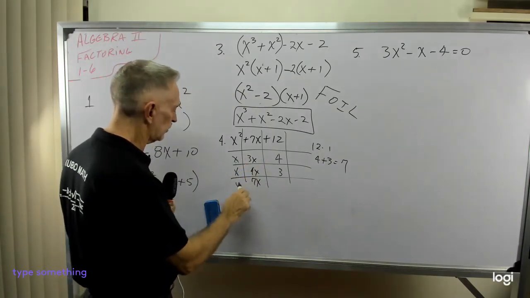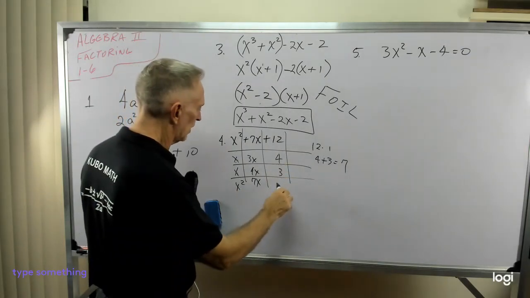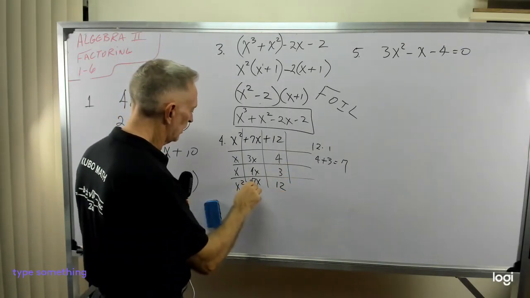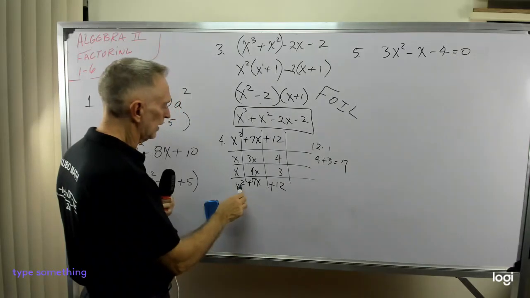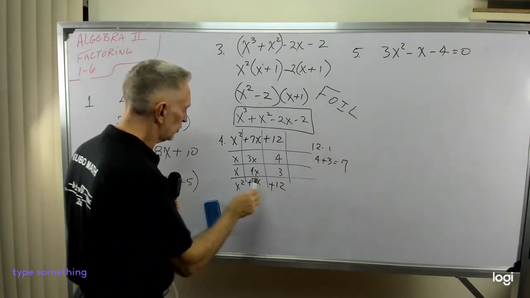X, and multiply the end terms. X times x gives me x squared. 4 times 3 gives me 12. And all of these were positive. X to the second power plus 7x plus 12.